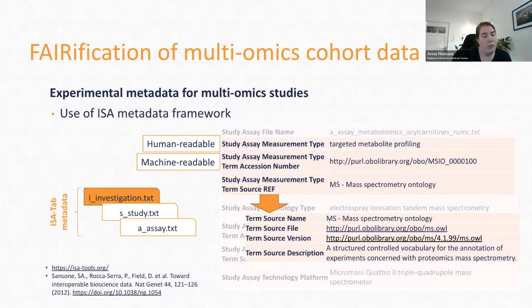The reasons we chose ISA include the possibility to link different omics measurements to the same set of samples, the adoption of the framework by the community, and the support of readability of metadata for both humans and computers. And additionally, it allows us to link to published SOPs and protocols used in the sample analysis workflow and also in the data analysis workflow. Next slide.